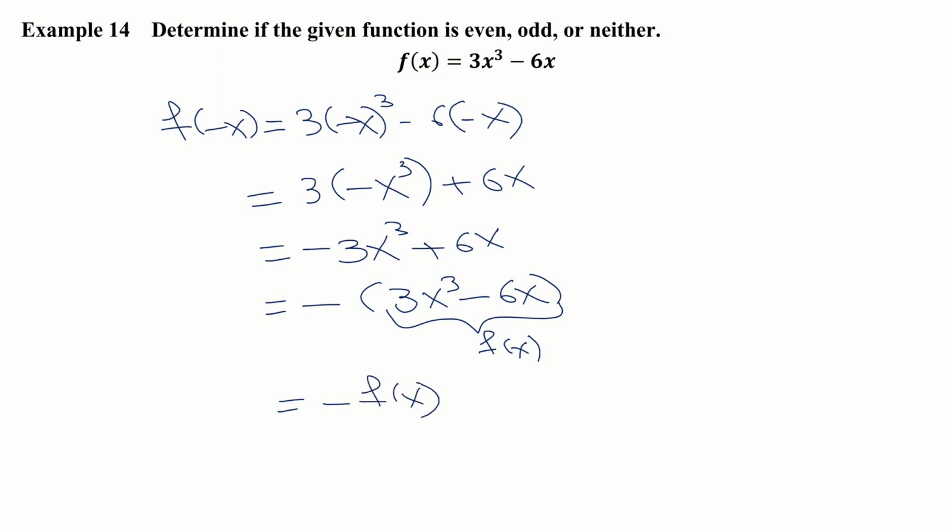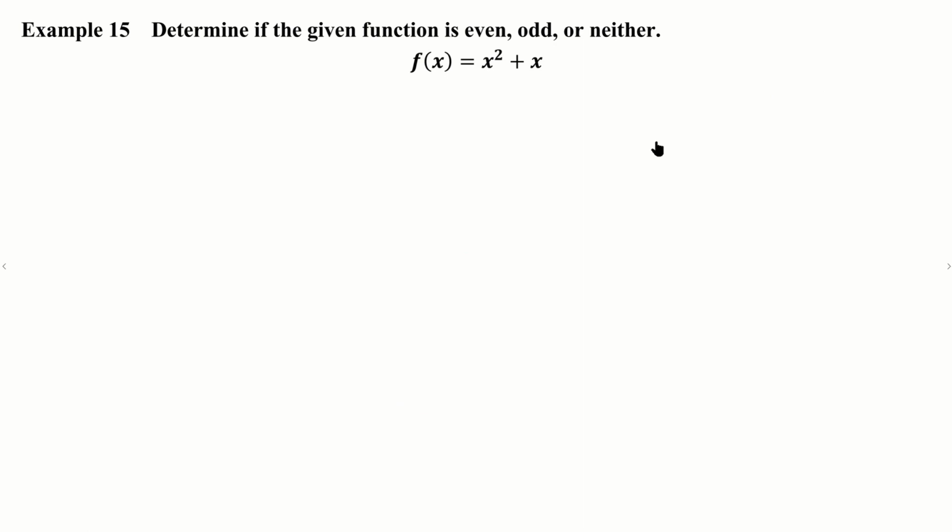What does that tell you? This function is odd. And notice the only powers available here are odd powers, right? Okay, let's do another one. All right, so here we notice we have an even power and an odd power kind of mixed. So we would think this would end up being neither, right? And I think you're right if you guess that.